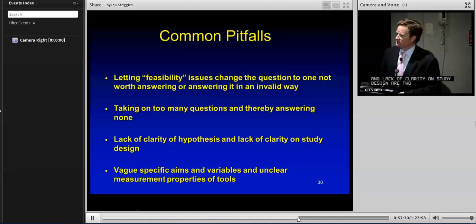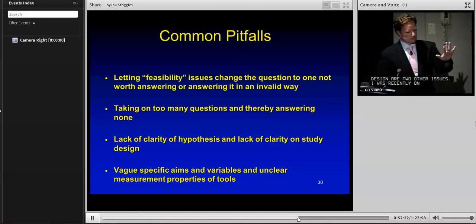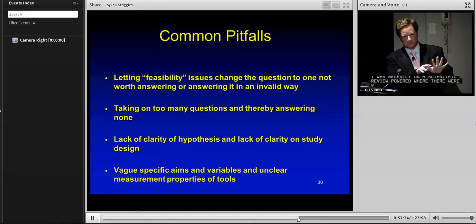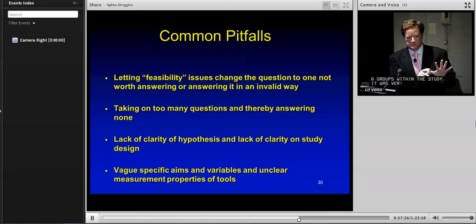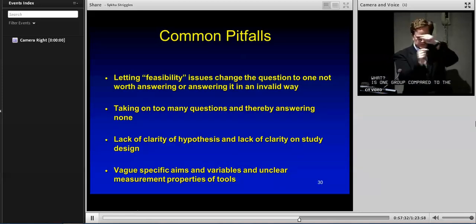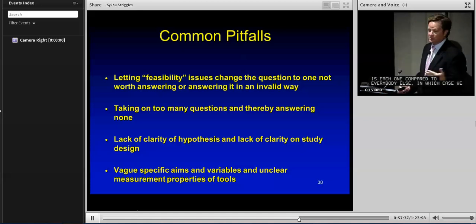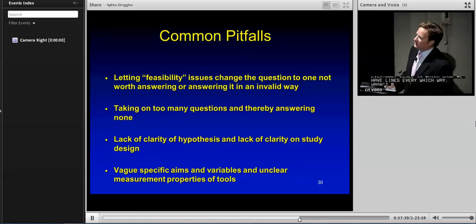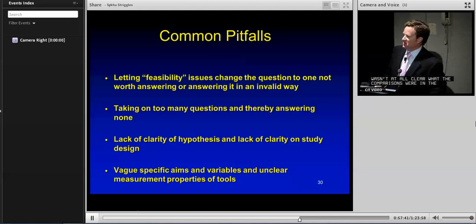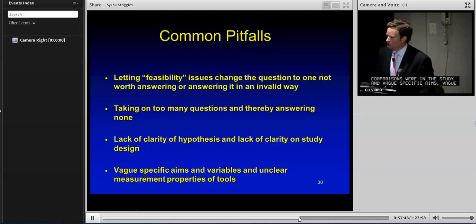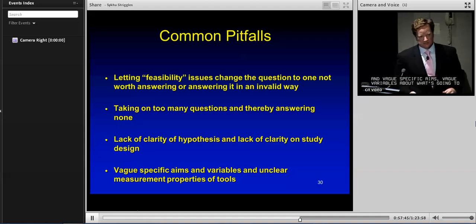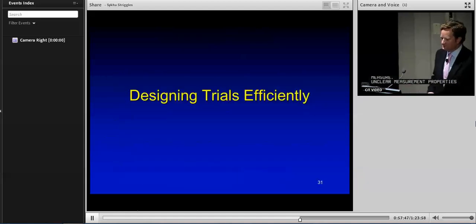I was recently on a scientific review board where there were 6 groups within the study, and it was very clear who went into those groups. What wasn't clear is what was being compared to what. Is one group going to be compared to the other 5? Is each one going to be compared to everybody else, in which case we got lines going every which way? And it wasn't at all clear what the actual comparisons were in the study. And then vague specific aims, vague variables about what's going to be measured, and unclear measurement properties of the tools that you're actually going to be using to do the study.